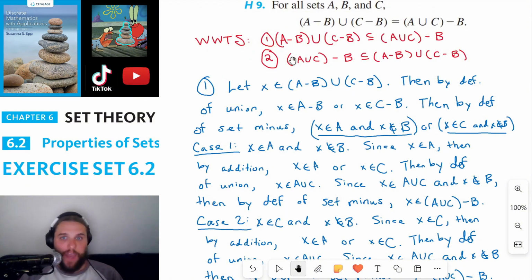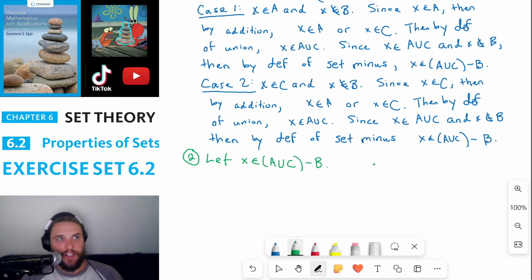And so now we have to prove the second part, which is that A union C minus B is a subset of A minus B union C minus B. So we'll start with the assumption that X is an element of A union C minus B, and the goal is to show that X must be an element of A minus B union C minus B.